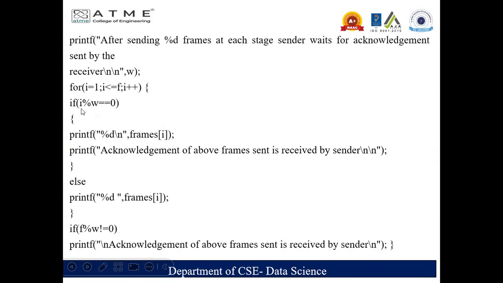Each time, the value of i is taken modulo W, and if the value is 0, then we print that the acknowledgement of the above frames is received by the sender. If it is not divisible, then that number will not be taken; else, the acknowledgement of the above frames is received by the sender. Then we calculate and display which frames are received by the receiver.